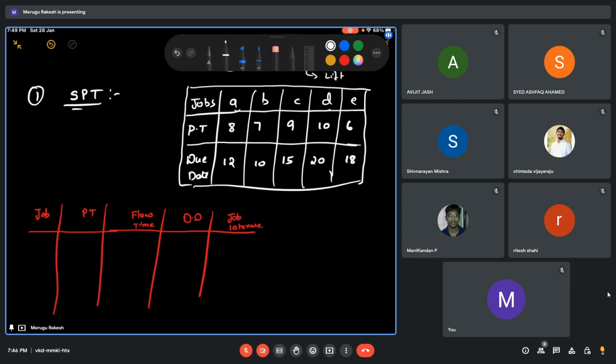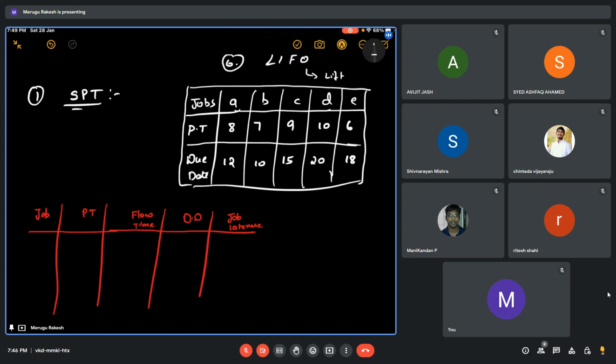So now, sequence wise, I am writing. First the minimum job is E, which has a processing time of 6. The next will come B, sorry, which has 7. Then comes A, 8. Then C and D, which are 9 and 15.